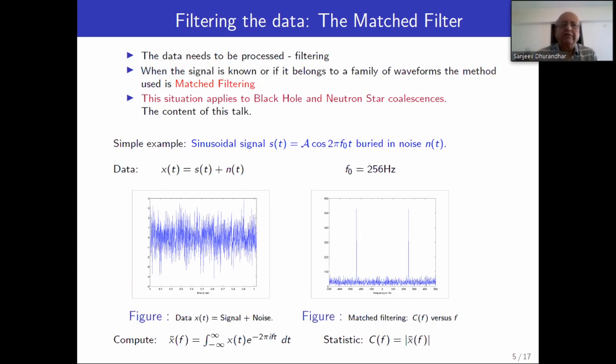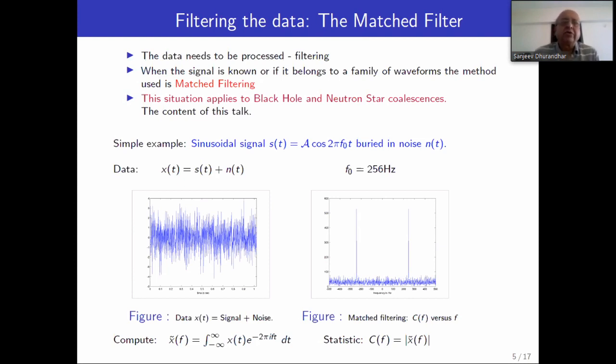Here, of course, we don't have a single signal because we don't know what the masses of the black holes are. So different pairs of masses will give out different kinds of signals. If you have masses which are much bigger, the masses will coalesce much quicker and you will have a very short signal.